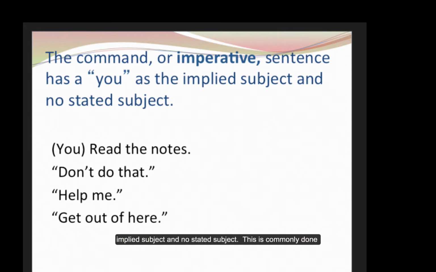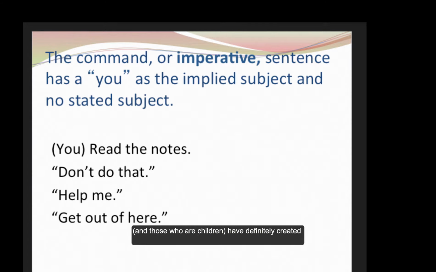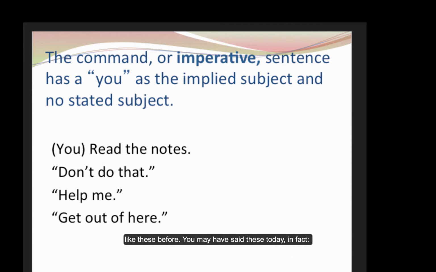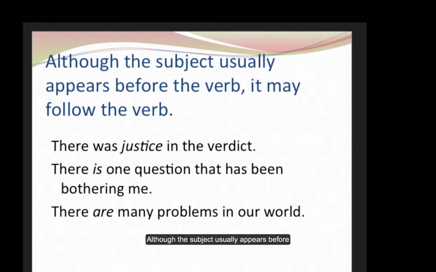This is commonly done when we tell another person what to do. Those of you who are parents and those of you who are children have definitely created sentences like these before. You may have said these today, in fact. Don't do that. Help me. Get out of here. Or get out of there. The list goes on and on.